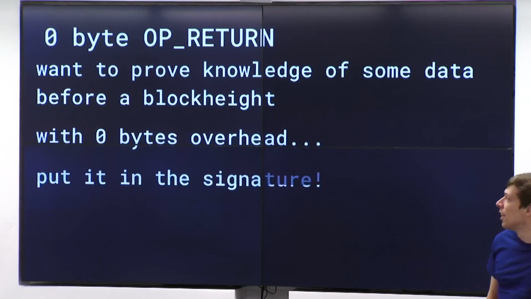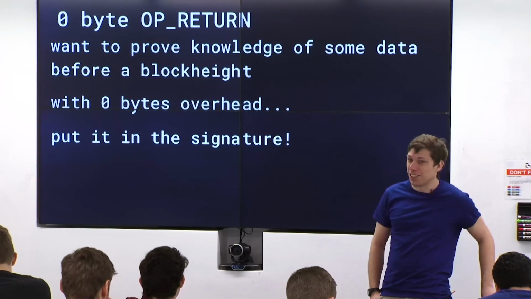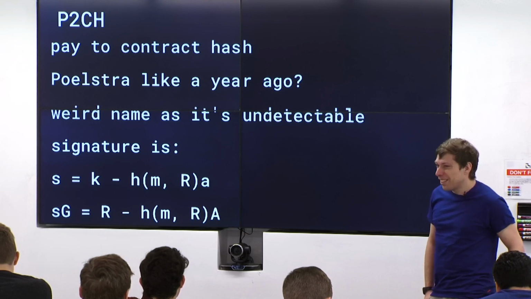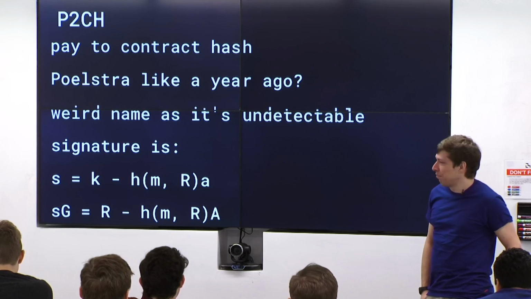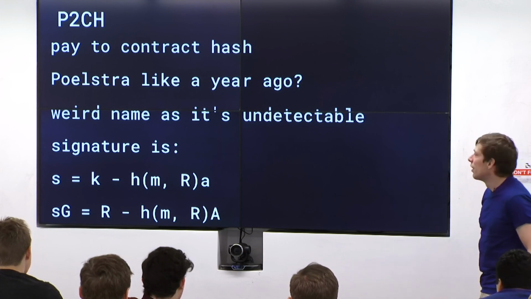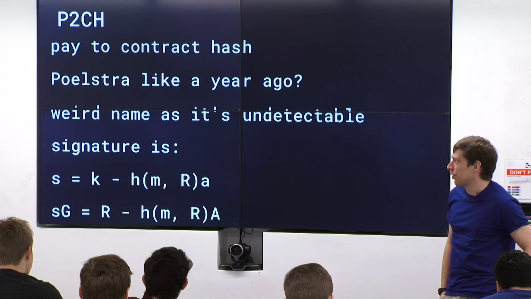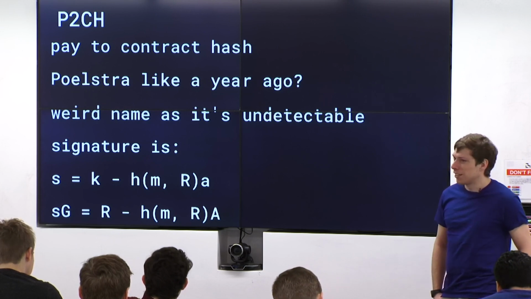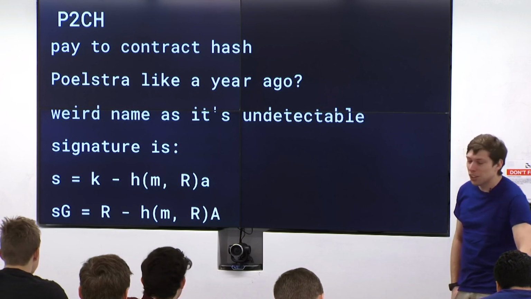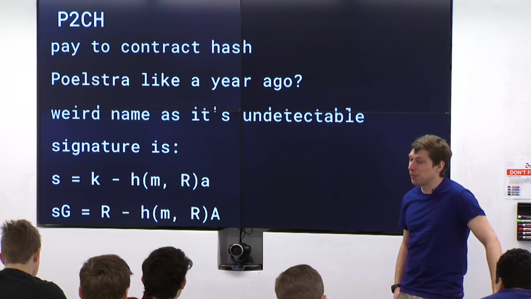Okay, it's not obvious. You put it in the signature. And this was not obvious, and no one thought of this until a year or two ago. I think it was Andrew Polstra, but I could be wrong, but I just associate it with him because he worked on it. But I'm not 100% sure. And he called it pay-to-contract hash, which is confusing. It's not at all the same as pay-to-script hash. It's not at all the same as pay-to-pubkey hash, but it's called pay-to-contract hash, which makes it really confusing.